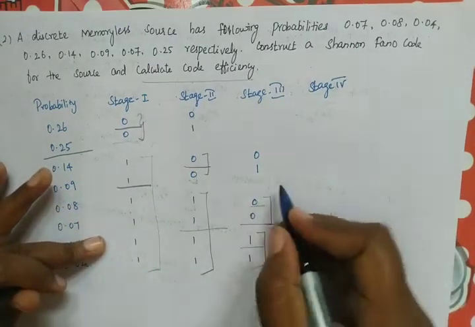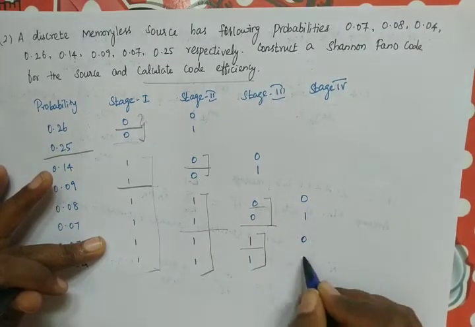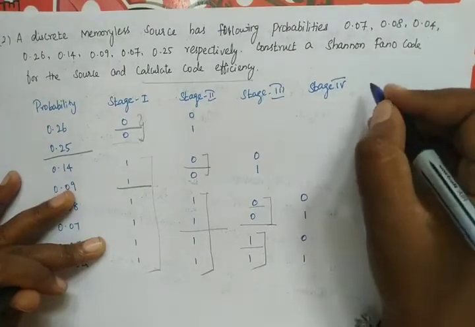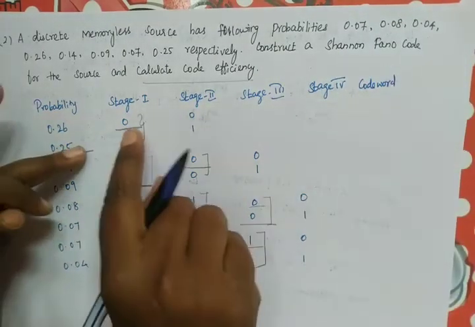So the line above this is 0. The line below this is 1. The line above this is 0. Line below this is 1. Now what is the next thing? We have to write the code word. So what is the code word here?